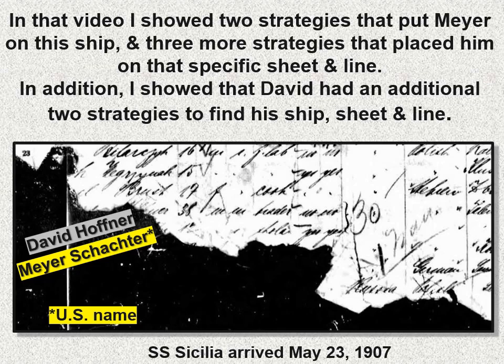Hey, if I could do this for a degraded manifest, I could do it for mistranscribed names, mangled names, etc. So there's a number of techniques you can use to find people on the manifest aside from the specific name on the manifest.